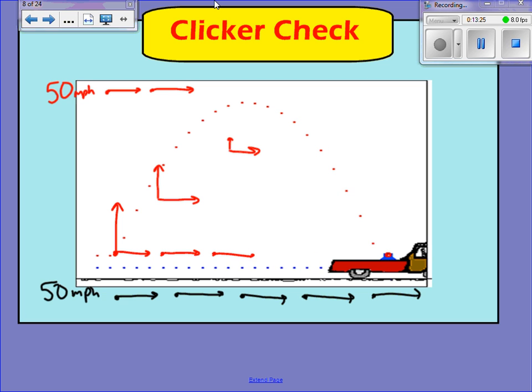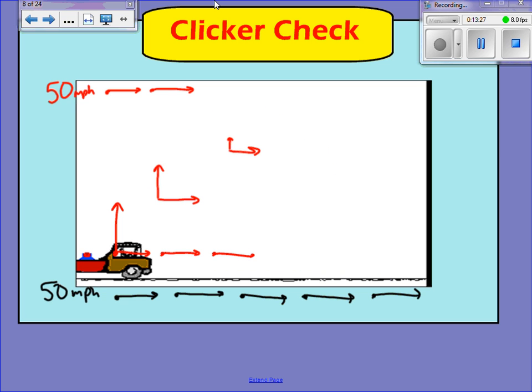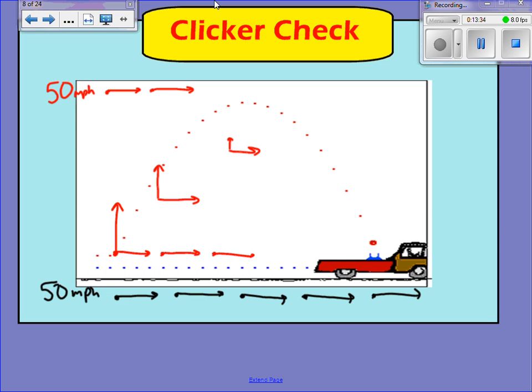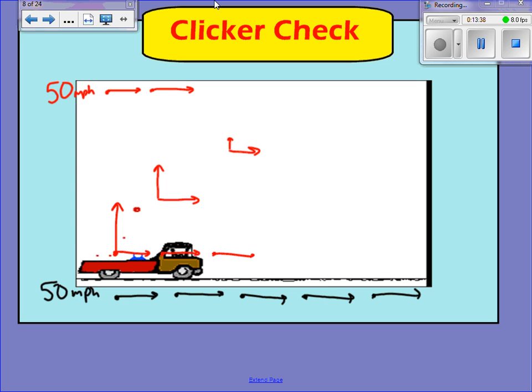Now, from an observer from the outside, you and the bus are moving at 50 miles per hour, and so is the ball. And if an observer was on the outside of the bus and could look through the windows, when you toss the ball, they would see a parabola. They wouldn't see just straight up.